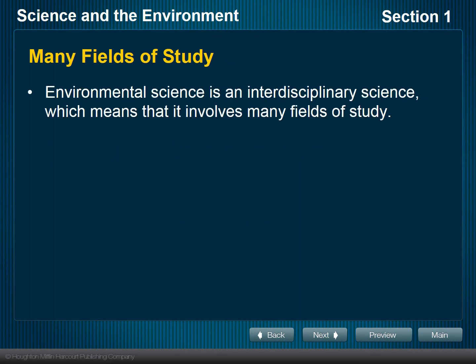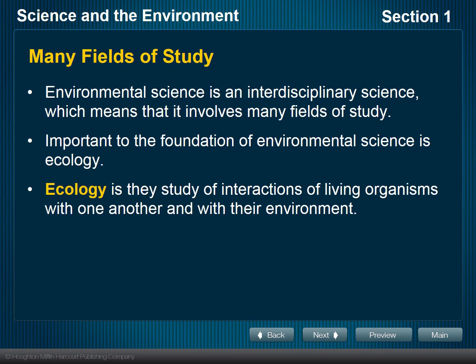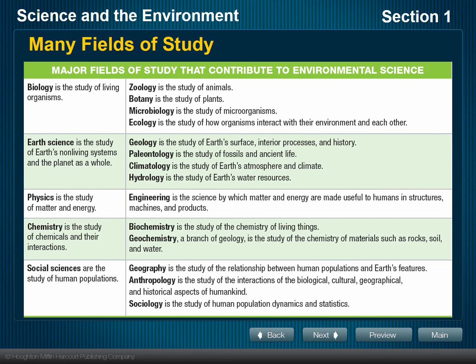Environmental science is an interdisciplinary science, which means that it involves many fields of study. Ecology is at the foundation of environmental science. Ecology is the study of interactions of living organisms with one another and their environment. There are many fields of study that contribute to environmental science, as you can see by looking at the slide. I am not going to read all the fields to you. You can look at them more closely on page 7 in the book.